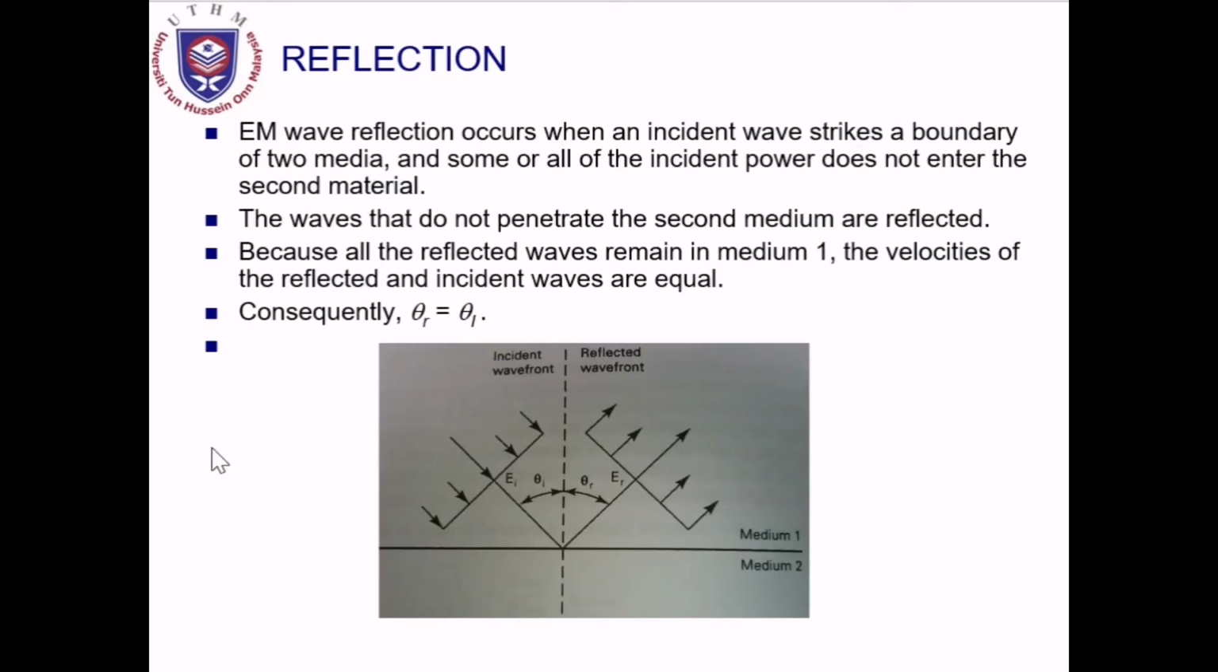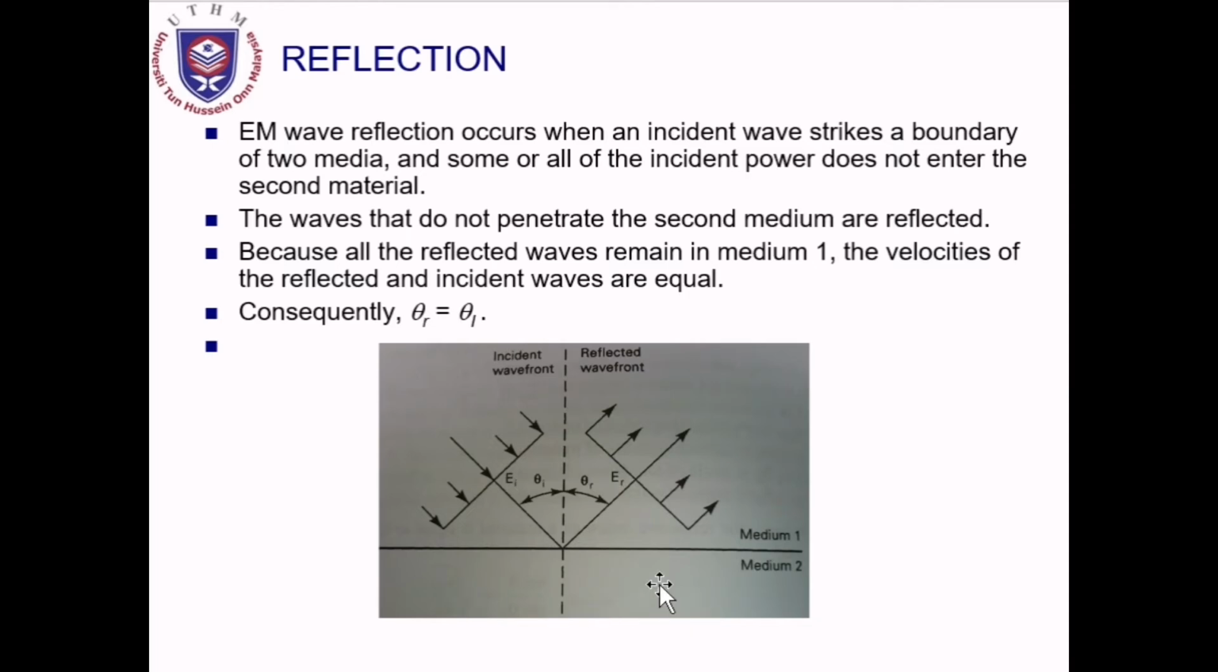So let's look into reflection. EM wave reflection occurs when an incident wave strikes a boundary of two media, and some or all of the incident power does not enter the second material. For example, the second material, or medium 2 here, is metal. So all of the EM wave will be reflected back and not absorbed or refracted in this metal.